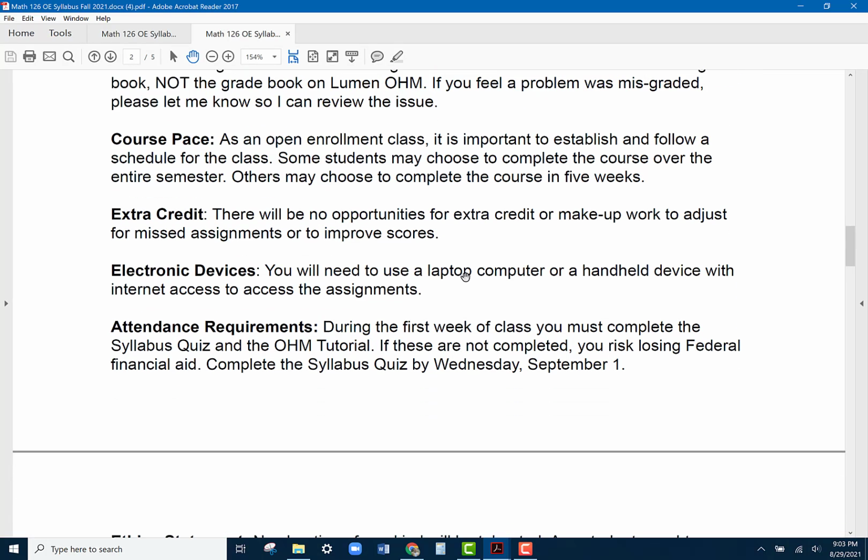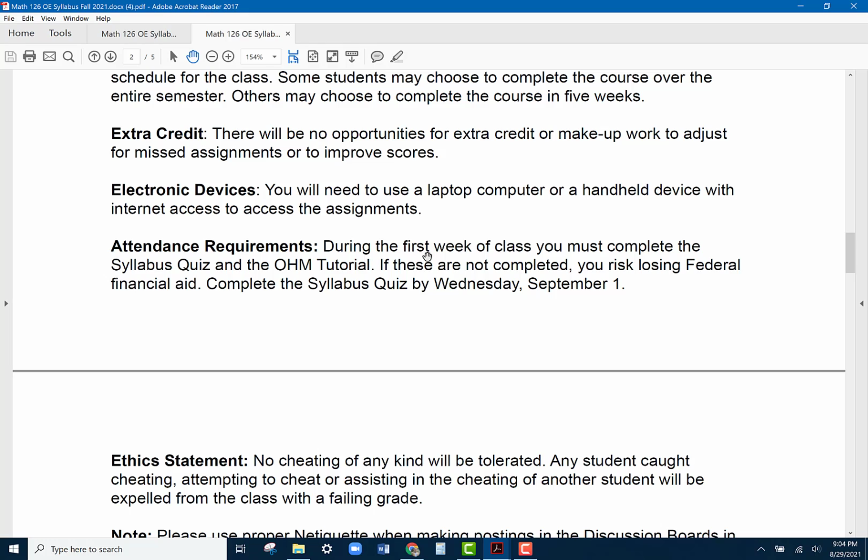Extra credit. There will be no opportunities for extra credit or make-up work to adjust for missed assignments or to improve, really, since there's no due date on those assignments. But if it's not done by the end, it's going to get a 0. Electronic devices. You'll need to use a laptop, computer, or handheld device with internet access to access assignments.